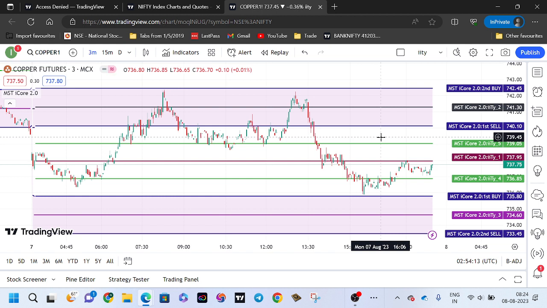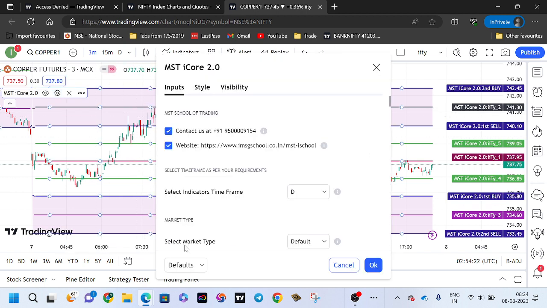Now coming to copper, what is MCX? Select any script, go to the indicator settings, scroll down and click reset settings.